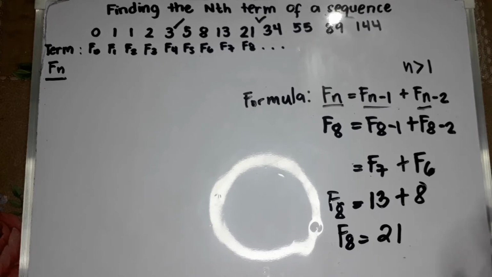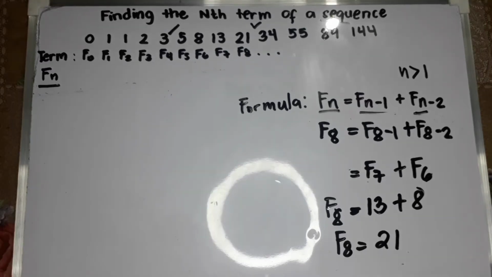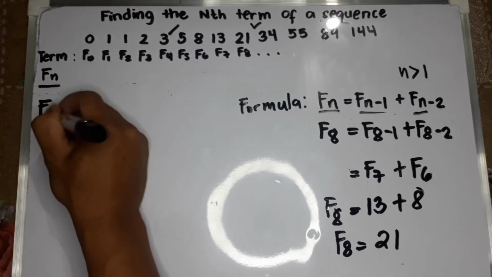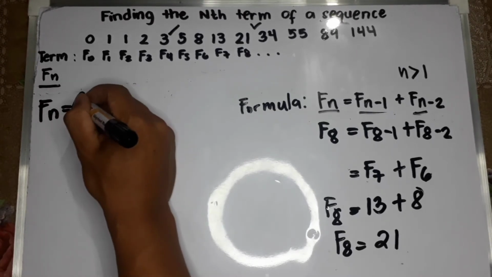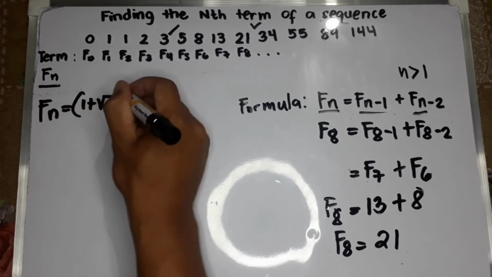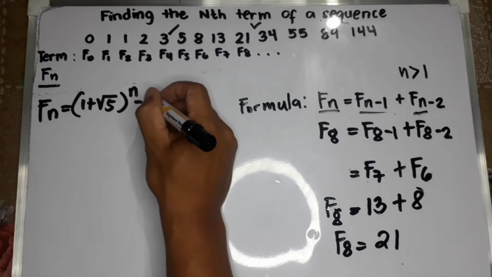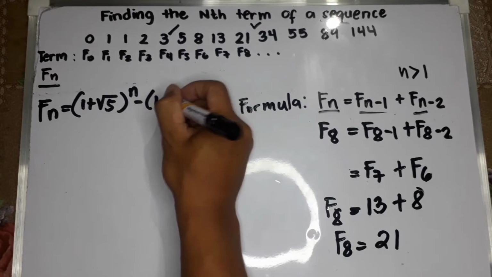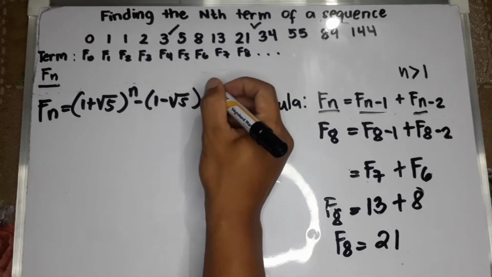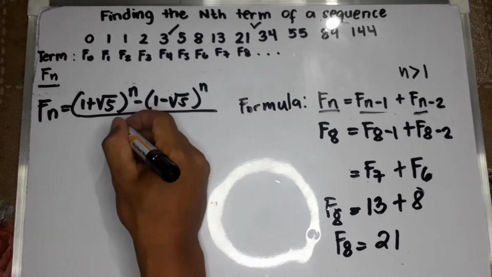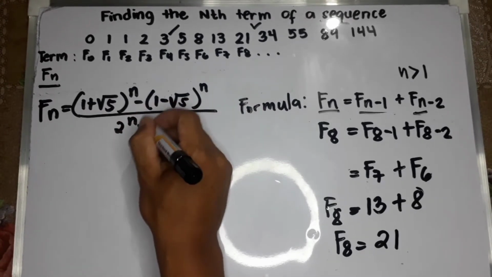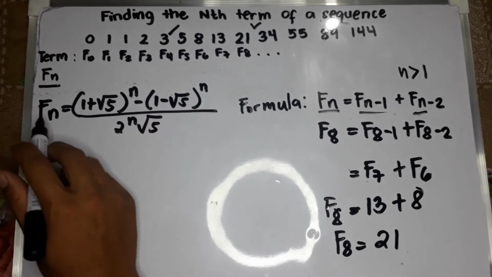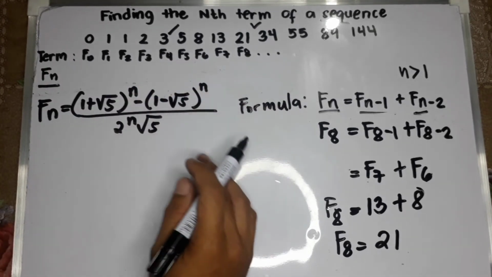But what if there are no preceding terms? What should we do? We have another formula for that, and that formula goes this way. We have Fn is equal to, open parenthesis, 1 plus square root of 5, close parenthesis, raised to the power of n, minus, open parenthesis, 1 minus square root of 5, close parenthesis, to the power of n, over 2 raised to the power of n times square root of 5, where n represents the number of terms in the sequence.